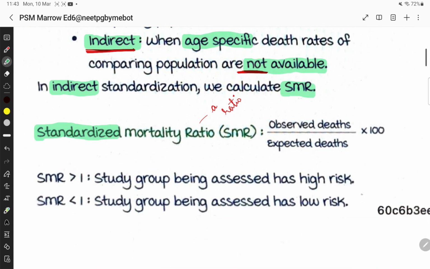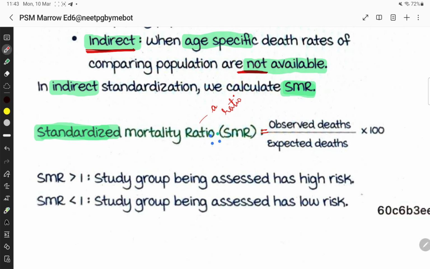In indirect standardization, we use SMR. SMR stands for standardized mortality ratio. Standardized mortality ratio is equal to observed death divided by expected death into 100.